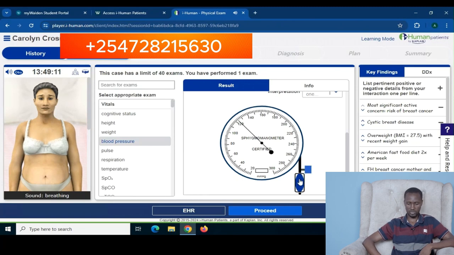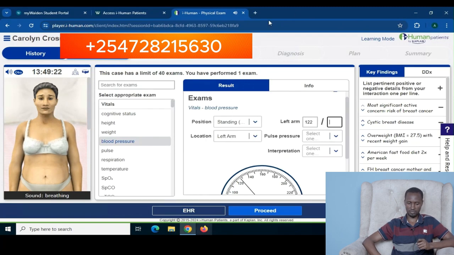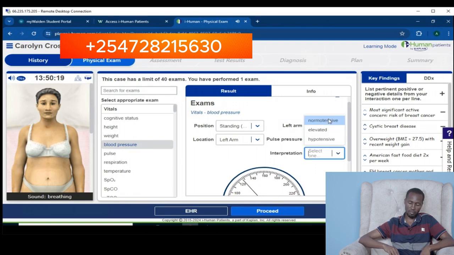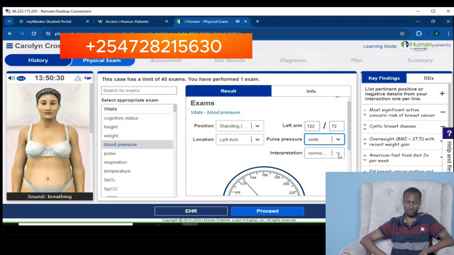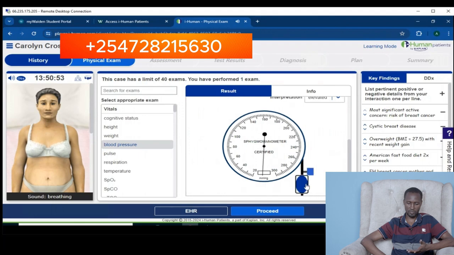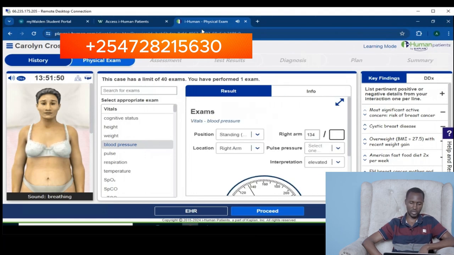So you're supposed to attend to them. Now in this case, this patient's blood pressure was normal, normotensive. Then there are some exams that you really have to perform, like in this case blood pressure. You have to perform it to get the actual results that you key in.